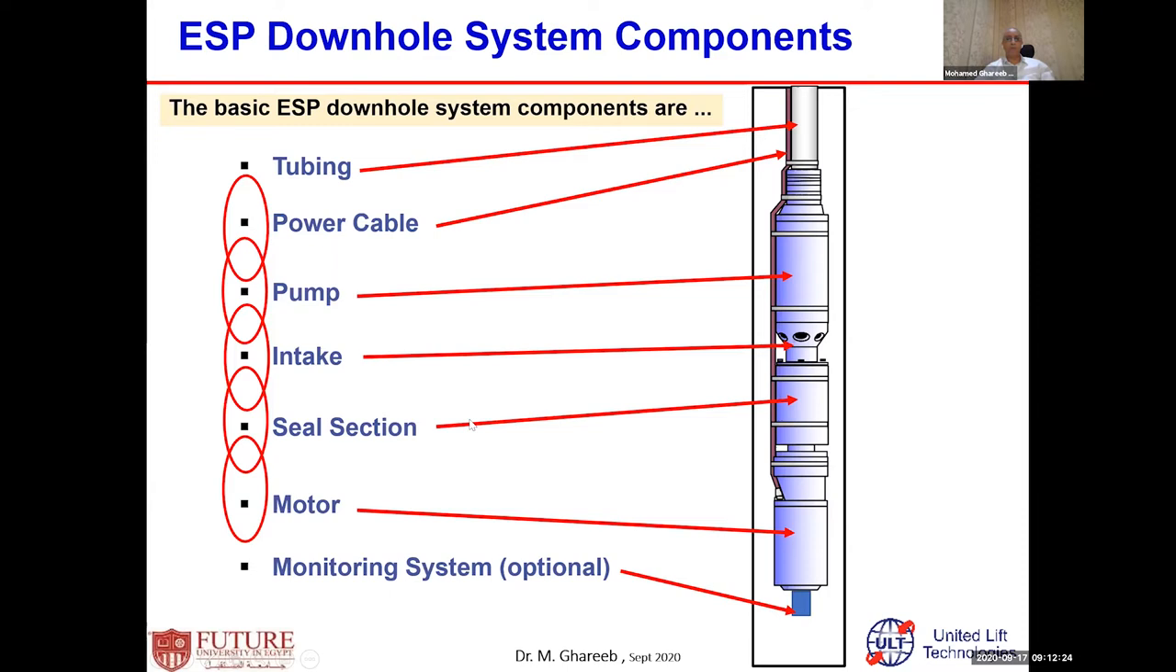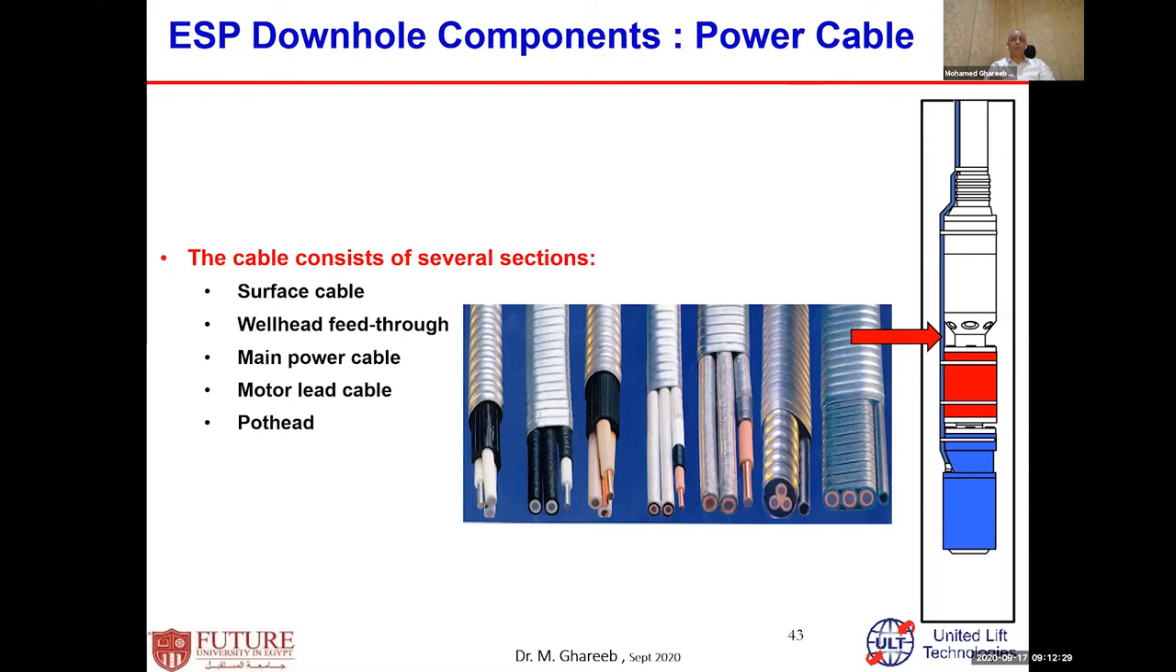We stopped last time at this part. We already covered the motor. We covered the intake, the seal, and all of that. We covered them briefly, in very basic principles, and we said what the advantages and disadvantages are, how it looks, and so on. Let us today start also with the power cables.